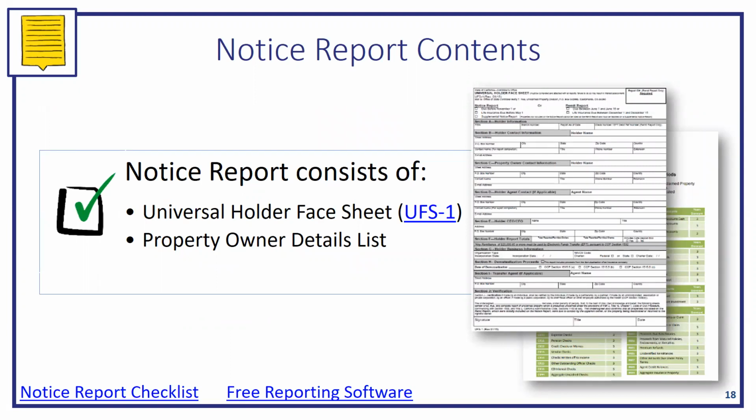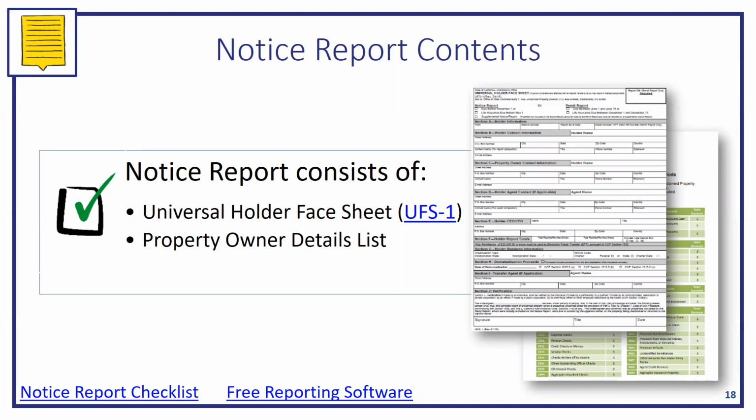So the notice report, the first of the 2 reports that you'll send in if you do have unclaimed property on your books and records, contains 2 items: the universal holder face sheet and the property owner details list. So the UFS-1 form, which is the universal holder face sheet, contains information about the business that's reporting, so the holder. In the UFS-1, you're providing us with points of contact for the controller's office employees and points of contact that the property owners can use to get a hold of someone at your company about their property. The UFS-1 also includes a summary of the total property being reported. So cash, shares, safe deposit box contents, whatever unclaimed property you're reporting to us.